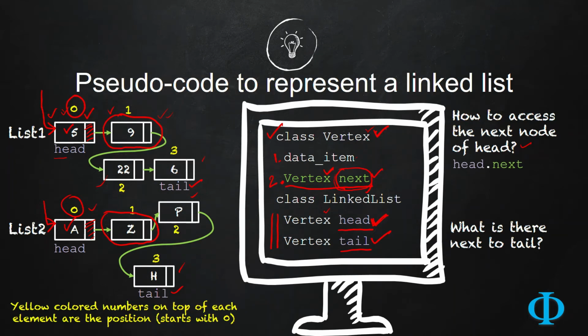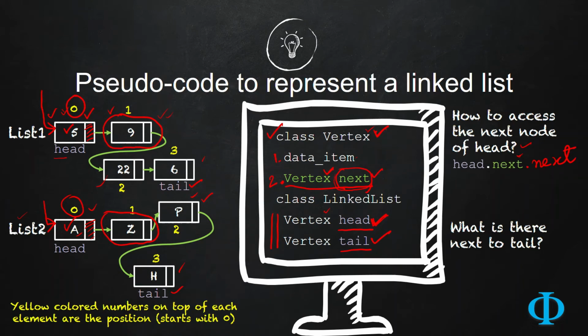So in list 2, let's say, the data item in the head node is A. Now if you want to access this Z, what you have to do is head dot next. Now if you want to access the next element, which is this one, identified as P here, you can add another next just like this. So just by using head.next, you can simply access each of the elements utilizing this next pointer.